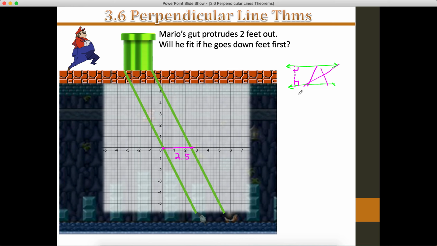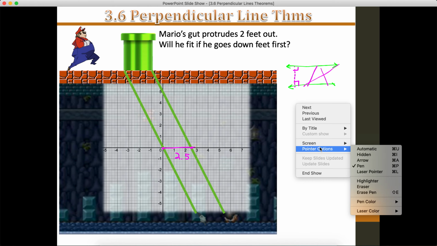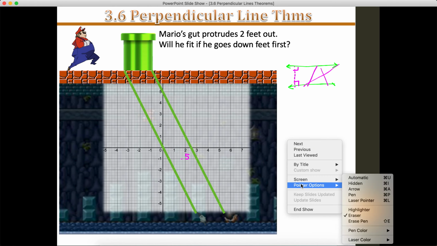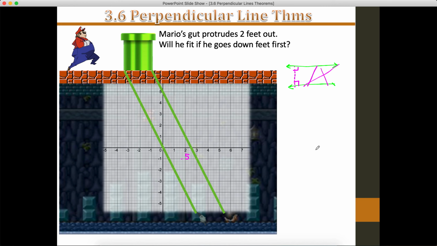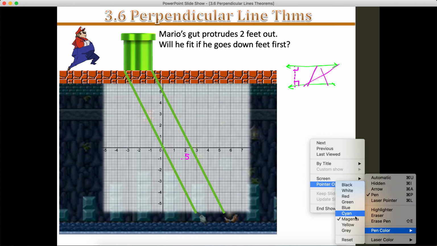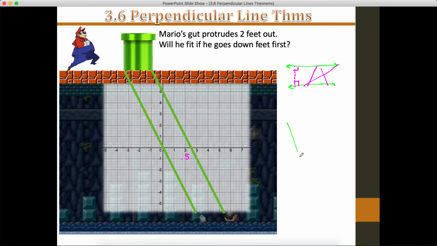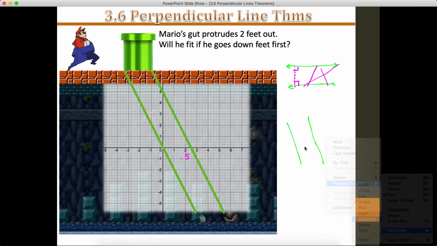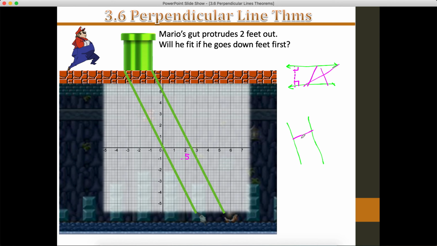So here's the key to finding the distance between any two lines on the coordinate plane. We need that distance to be perpendicular. So let's just, off to the side, draw what we would expect to see off the coordinate plane. Here's one side of the pipe, here's the other side of the pipe. We want to calculate the distance of a segment such that that segment is perpendicular to both of these things. If it's perpendicular to one, it's going to be perpendicular to the other because they're parallel lines.